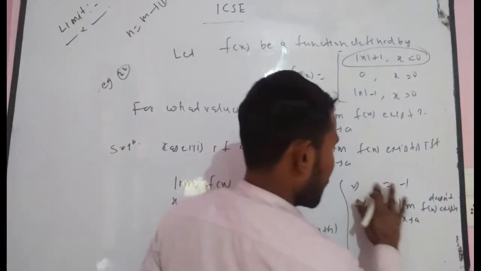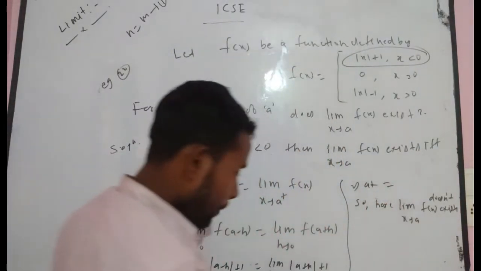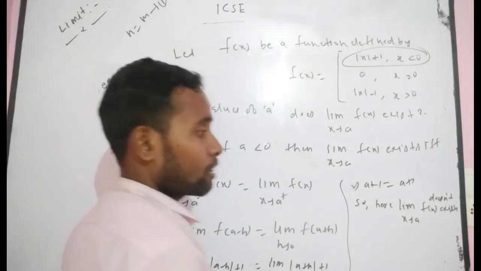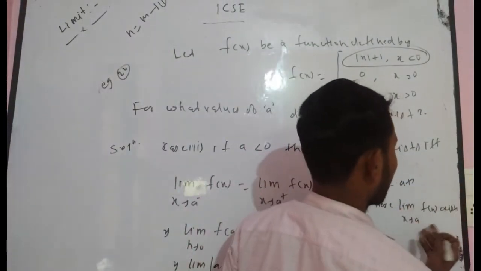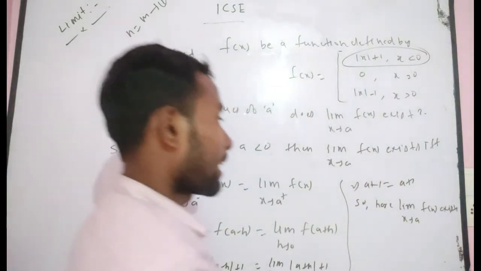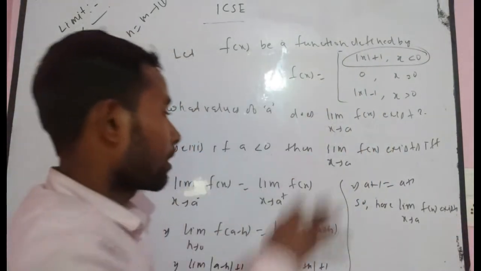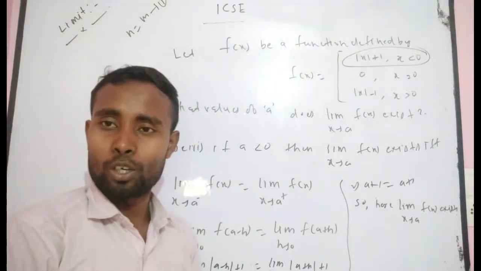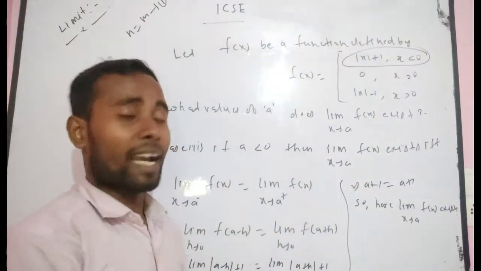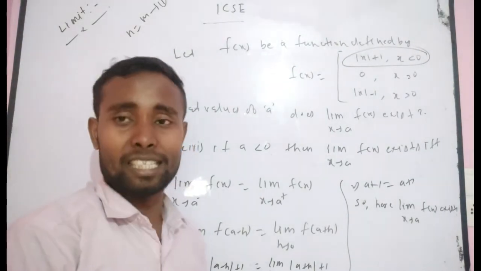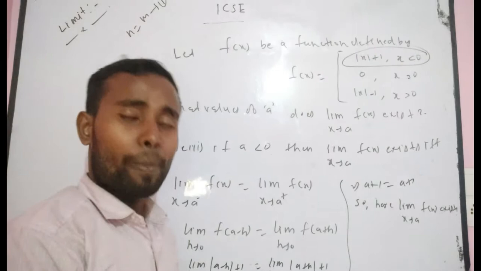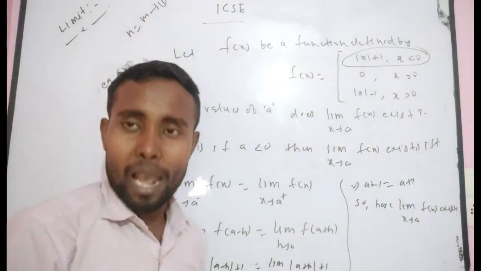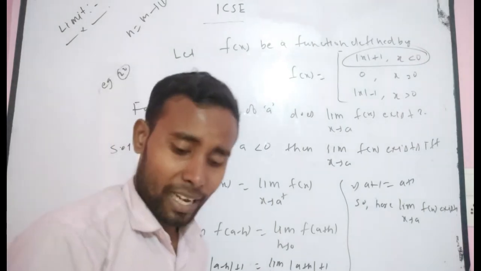Similarly, on the right side, if you put h is equal to 0, it will be again a plus 1. That means a plus 1 is equal to a plus 1. So here limit x tends to a exists. So what is the conclusion of this question? If a is equal to 0, then limit f(x) at x is equal to 0 doesn't exist. Otherwise, for all values of a, limit x tends to a of f(x) exists. You can write.